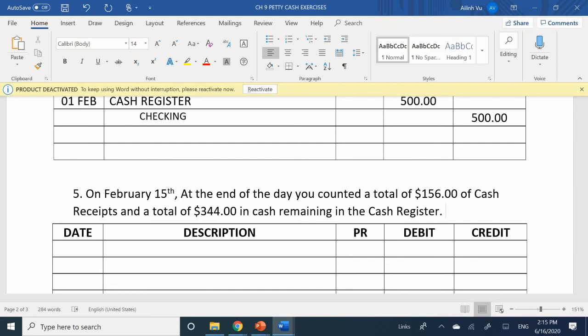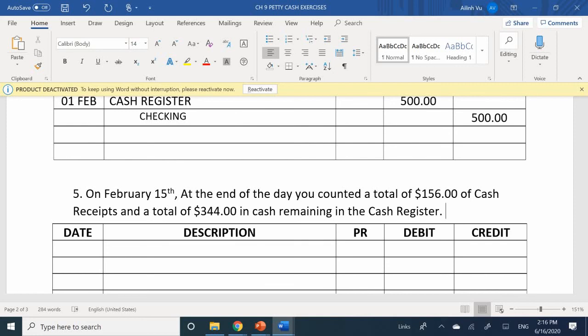So, when you are making sales, if you have a set amount of $500 in cash in your register and you're constantly trading in your money, you're constantly creating a flow of exchanging money left and right. So you have a total of 156 in cash sales receipts, and in your cash, due to all the exchanges, you have a total of $344 in your actual register.